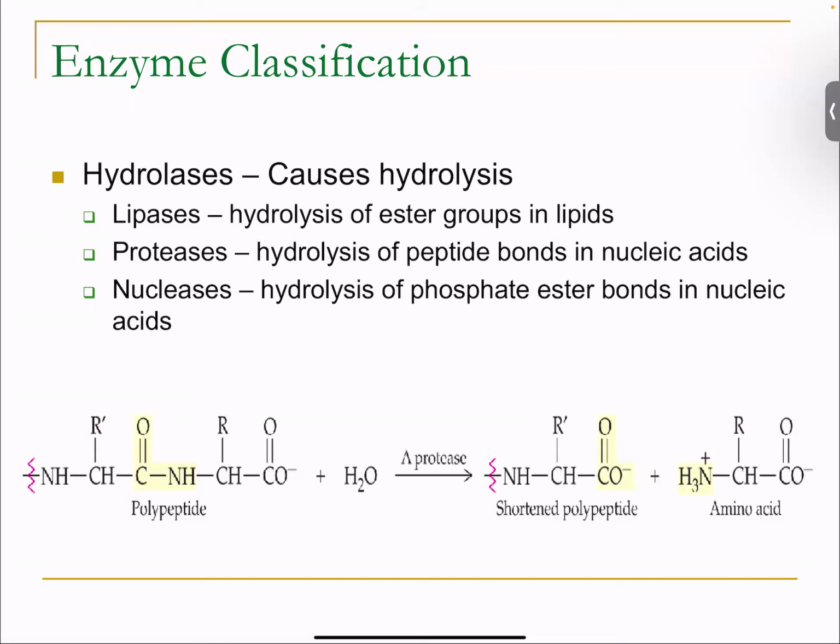Example would be 1942 and 1943, 1946. Those are some examples where you're specifically given a reaction and you're asked, what enzyme would you expect to catalyze it?